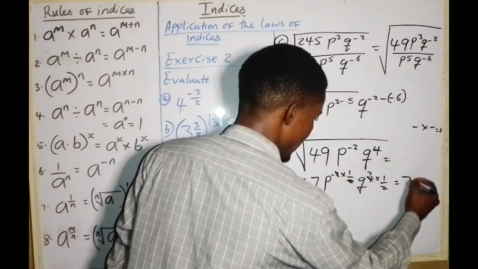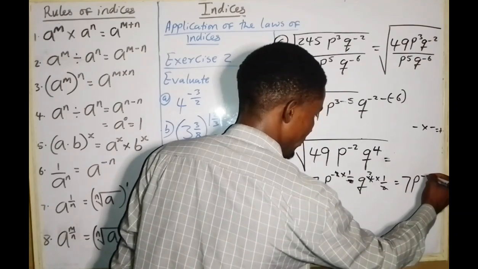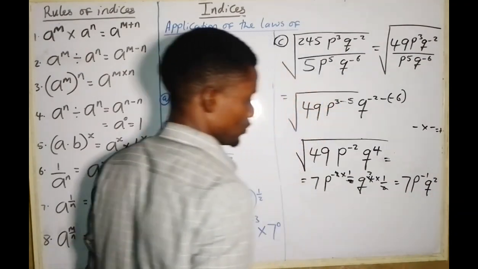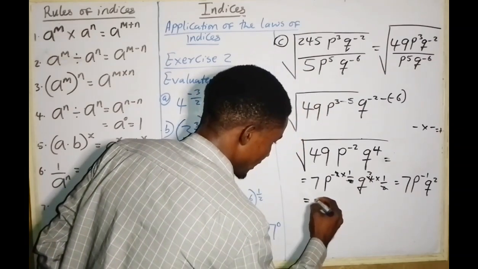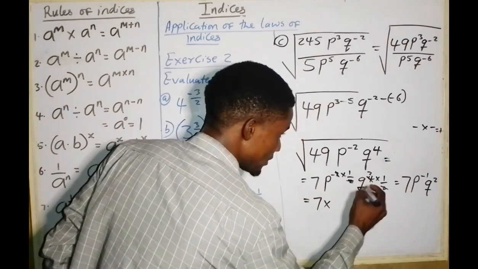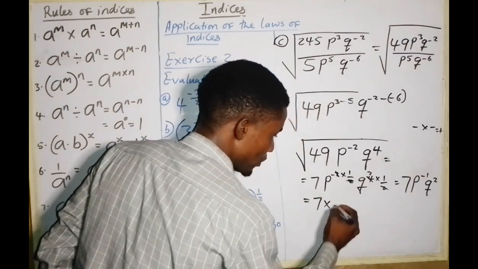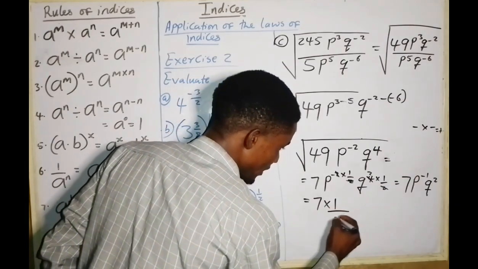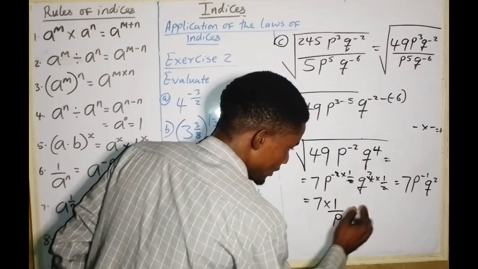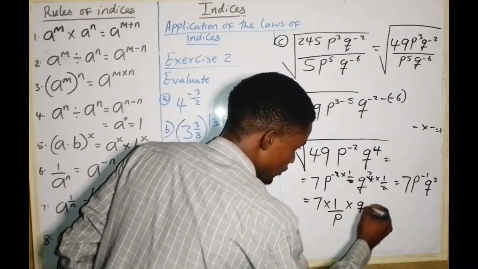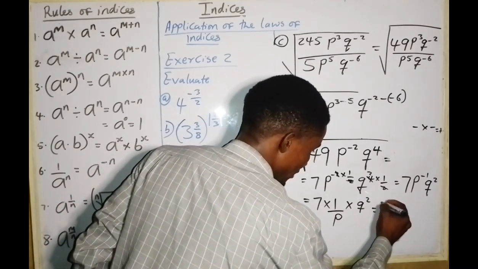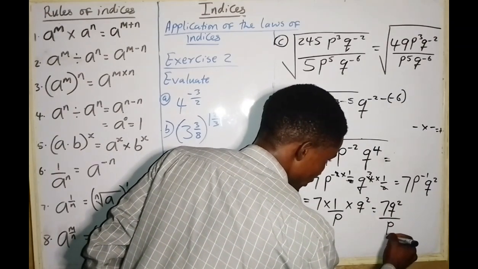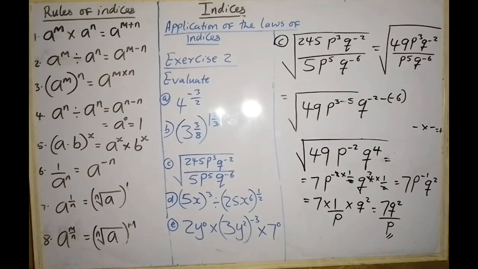So I'm going to be having 7 p raised to the power of minus 1 q raised to the power of 2. Now to simplify further, I can say 7 times this p raised to the power of minus 1 can be expressed, recalling our negative index law, as 1 over p times q raised to the power of 2. So our final answer will be 7 q squared over p. It's going to be our final answer for question 3.